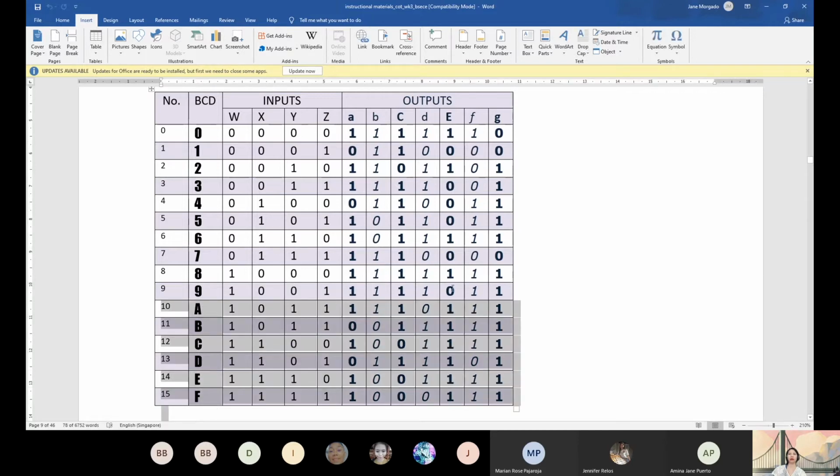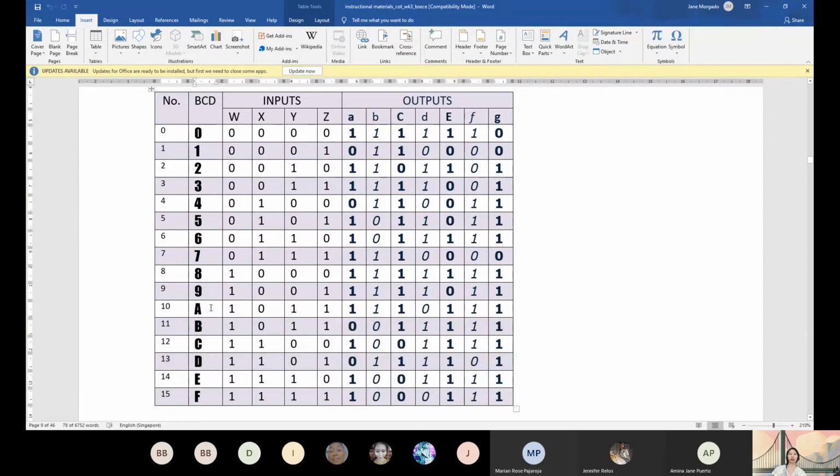Since we have 4 inputs, there are 16 possibilities here. So we might as well proceed with the remaining inputs: 1010, 1011, 1100, 1101, 1110, and 1111.